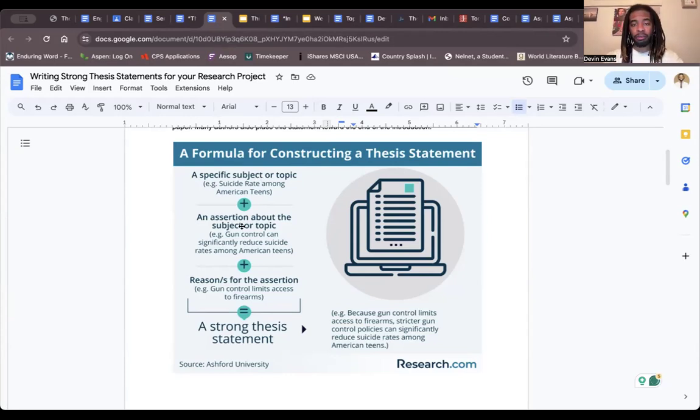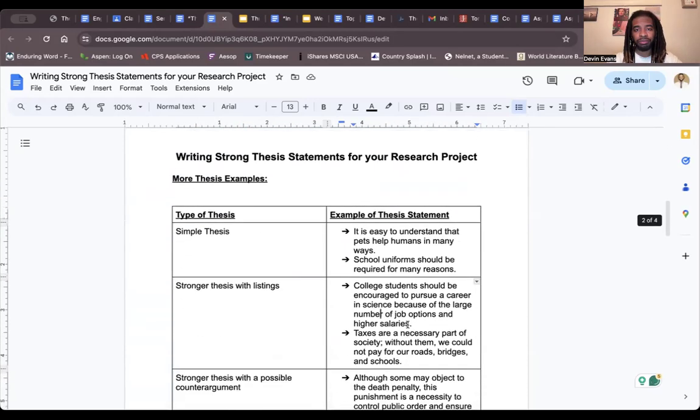You can see here from this picture, they have an example at the bottom. Topic, for example: suicide rate among American teens. Here's this person's assertion or their claim: gun control can significantly reduce suicide rates among American teens. Here's their reason for that: gun control limits access to firearms. And all that together, here's their statement: because gun control limits access to firearms, stricter gun control policies can significantly reduce suicide rates among American teens. Great job. There we go. There's more to it, though.